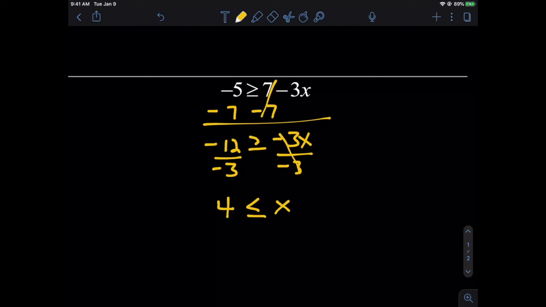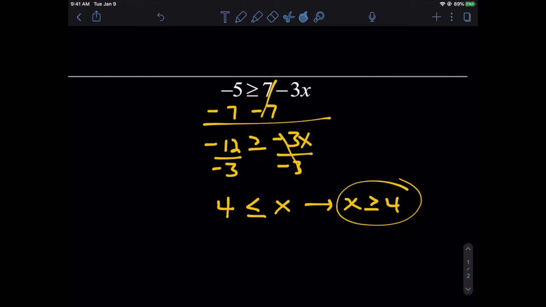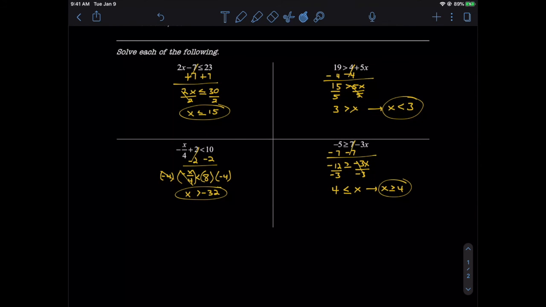4 is less than or equal to x. Want your x first? That's fine. Just don't forget to spin the symbol again. Our final answer here, x is greater than or equal to 4.